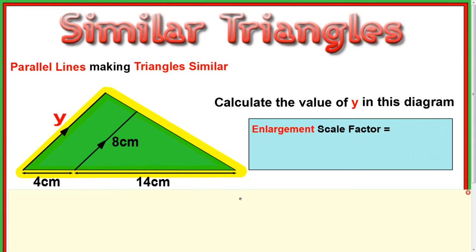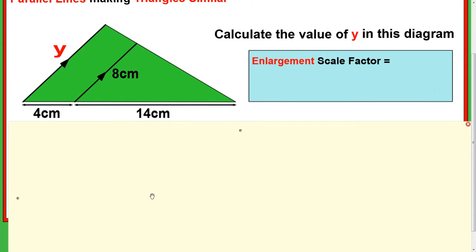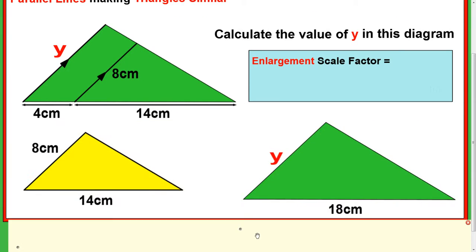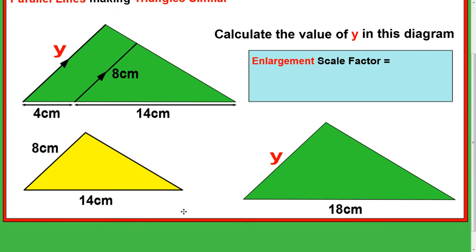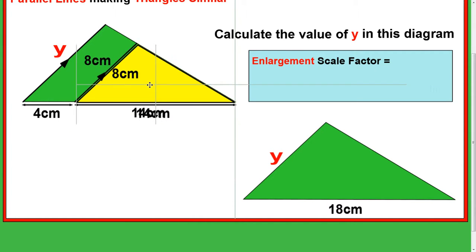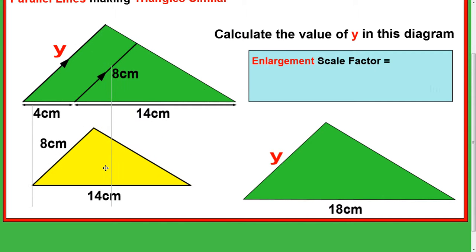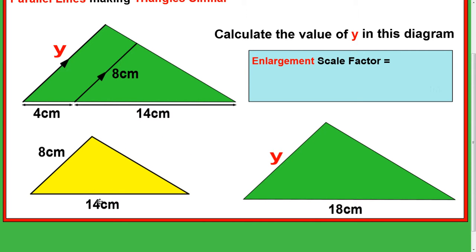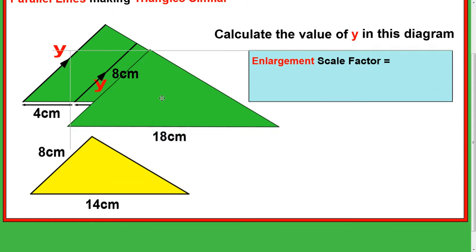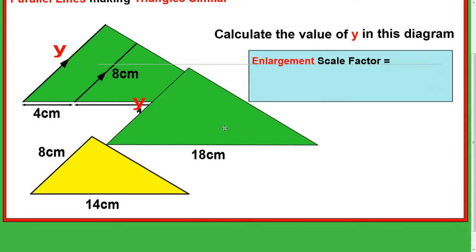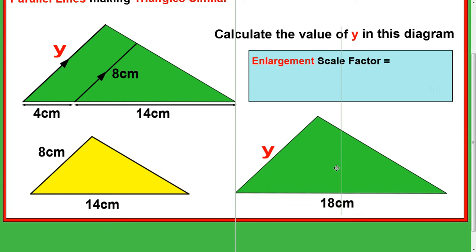Now the way I would do it is I tend to draw the one with the unknown second, or the unknown bit on it. So see this triangle here, if you look at that, that's that one in there. So I've drawn that first because I've got two sides on it, the 8 and the 14. This triangle here is the big one. Again, I've drawn that second because it's got the unknown side on it. Once you've done that, it becomes a lot easier.